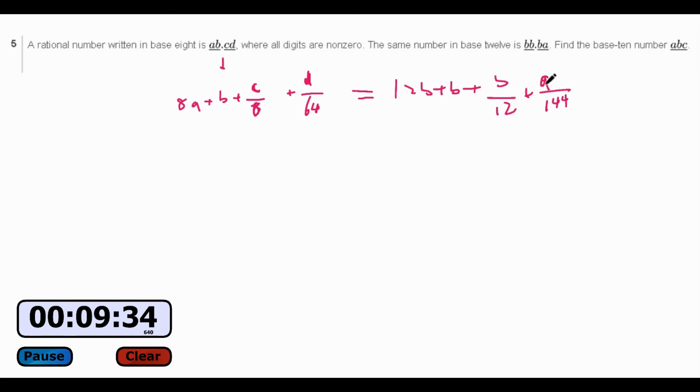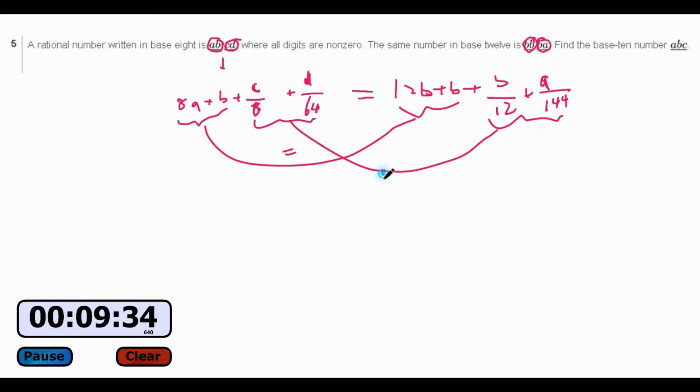Okay, so we have this equation. But in fact, we know more than this, because this part is an integer, and this part is a decimal that's between 0 and 1. And this is an integer, and this is a decimal between 0 and 1. So in fact, we have that this part is equal to this part, and we also have that this part is equal to this part. So we have two equations to work with here. In the first equation, we have 8a plus b equals 12b plus b, which implies that 2a equals 3b, simple enough.